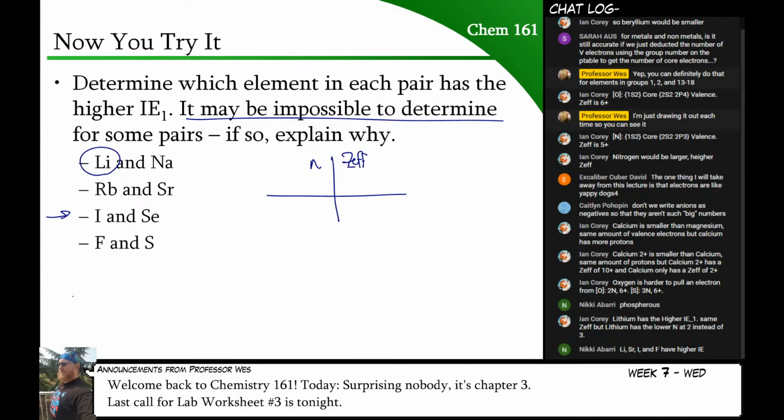So for rubidium and strontium, they're both in the same period, which is n equals 5. Rubidium only has the effective 1 plus, and strontium has the effective 2 plus. It's harder to pull against 2 plus, so it's harder to ionize strontium.